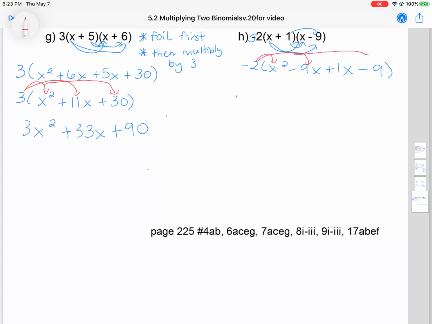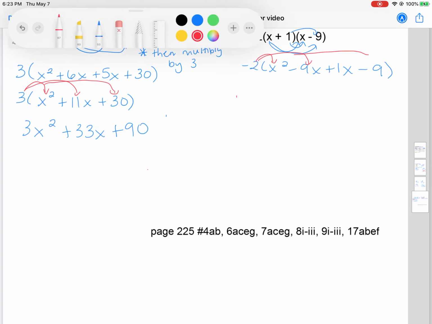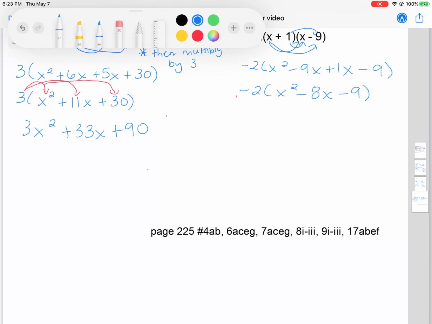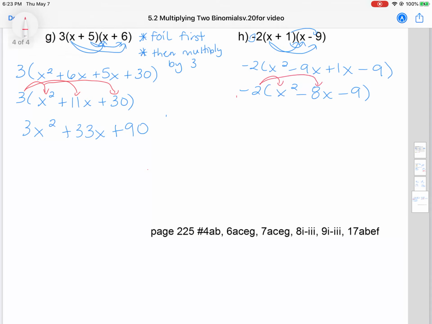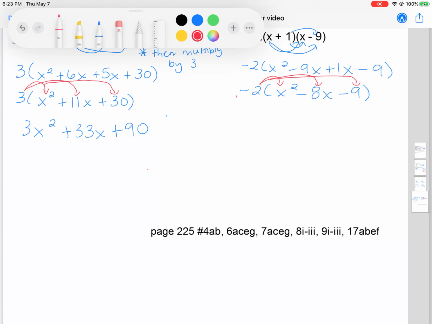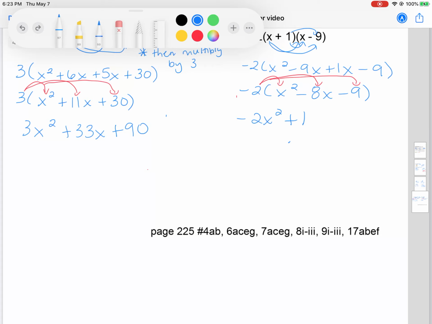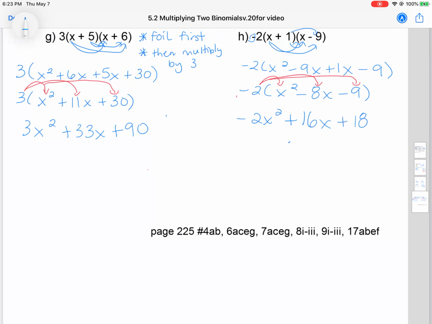you need to multiply by, I just did it a different way. So I will simplify first. Let's do that. Negative 9x plus 1x is negative 8x. I could have done it the other way, but this seems like less work or something. Okay, so negative 2x squared plus 10x plus 16x plus 18.